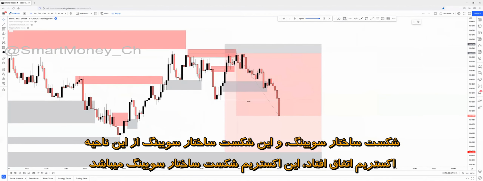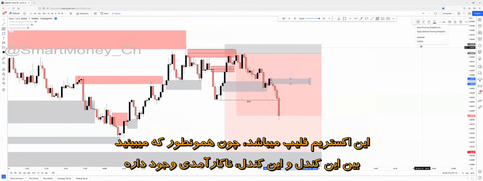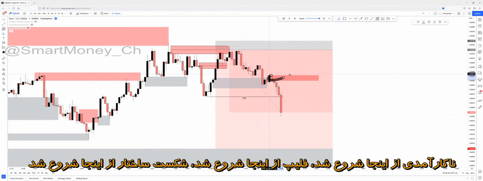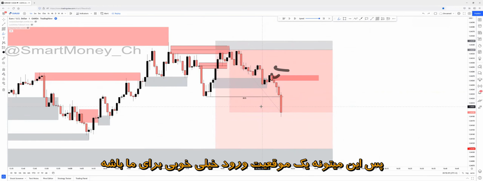Swing breakout structure, and it has happened from this extreme zone. This is the extreme of the swing breakout structure. This is the extreme of the whole flip, because as you can see, between this candle and this candle, there's inefficiency. Inefficiency has started from this one. Flip has happened from this one. Swing breakout structure has happened from this one. So this could be a right entry opportunity for us.